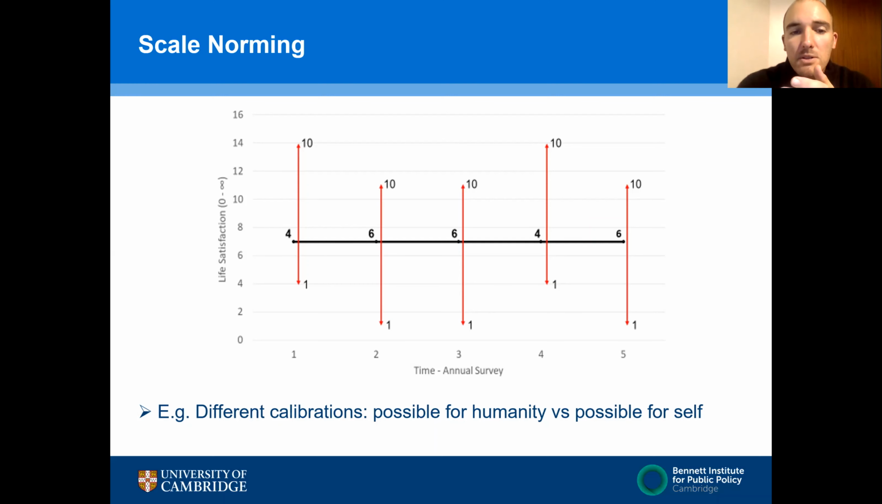So here we have a person whose life satisfaction does not change. Their latent life satisfaction does not change over 5 waves of a survey. So on the x-axis, we have these annual waves of something like HILDA or the GSOEP or the British Household Panel Study, something like that. The red lines indicate the scale that this person is using in each year. And we see that despite their life satisfaction not changing, their response on that scale does change. So in the first year, maybe what's going on is that they're thinking about what is possible for humanity as their best possible life, their 10 out of 10.